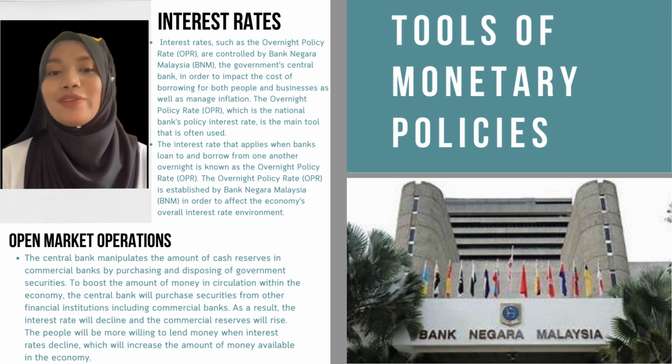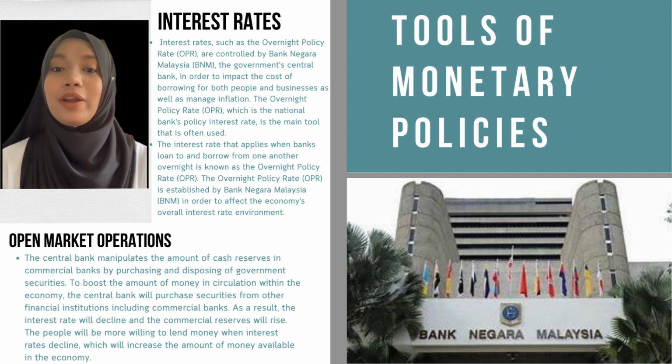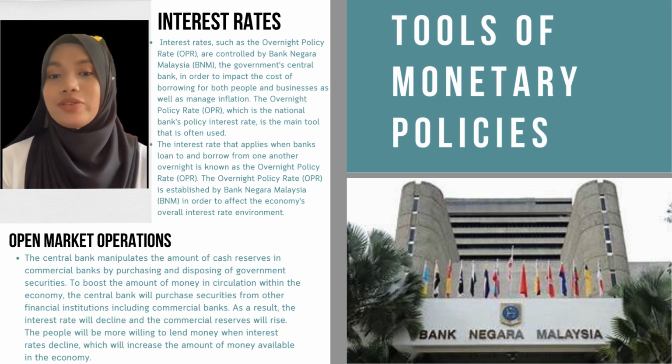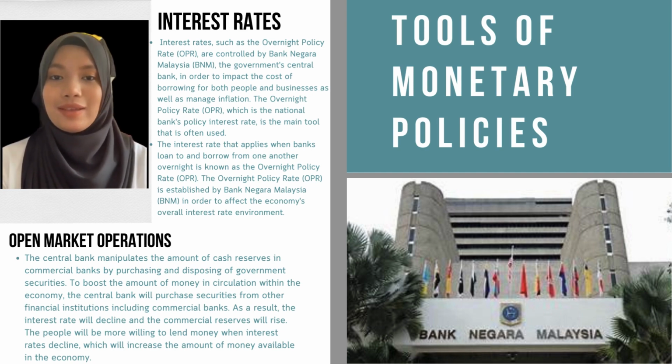People will be more willing to lend money when the interest rate declines, which will increase the amount of money available in the economy. The Federal Reserve buys and sells securities on the open market. This is known as open market operations. The amount of money that banks have on reserve is controlled by the Federal Reserve through open market activity. To expand the money supply, the Federal Reserve buys treasury securities, and to decrease it, it sells them.